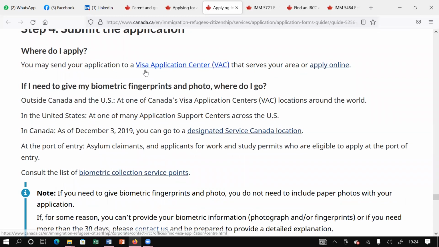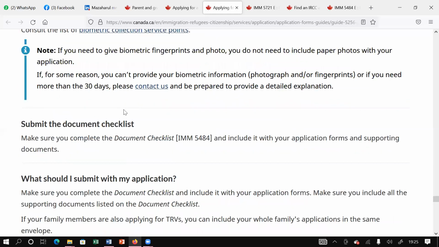You may send your application to the Visa Application Center that serves your area or apply online. If I need to give my biometric fingerprints, where should I go? Outside Canada and the US, Canadian Visa Application Center locations are there around the world. You can give your fingerprints and biometrics there, but only when you're requested.